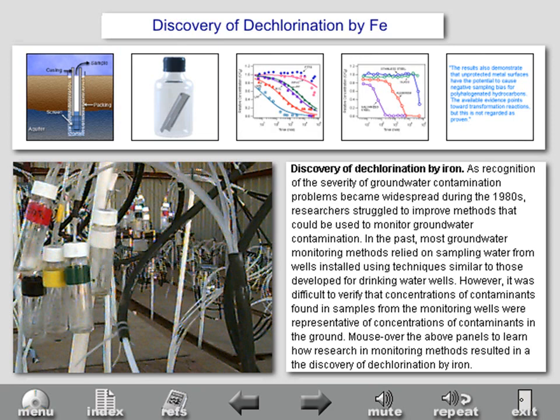The experiment that led to the discovery of iron as a reactive medium for groundwater remediation was actually designed to investigate another problem. The researchers set out to determine if the materials used to case monitoring wells could affect the concentrations of contaminants found in water samples. They found the effect they were looking for, but also found an effect that they were not expecting, which turned out to be much more interesting.